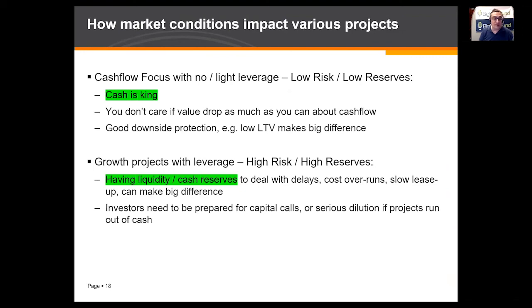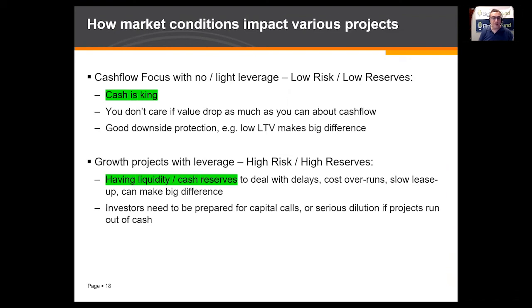You don't even care about it. So who cares if on paper this asset is worth a little bit less than yesterday? If you're getting the cash, you're in good shape. So good downside protection is the key characteristic here. Low LTV can make a big difference.